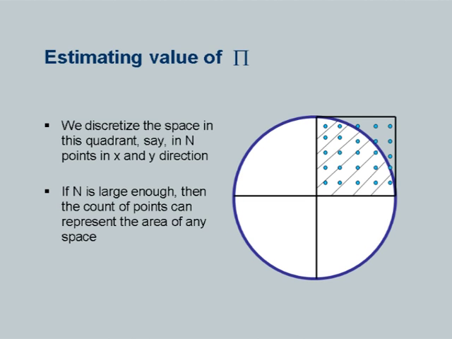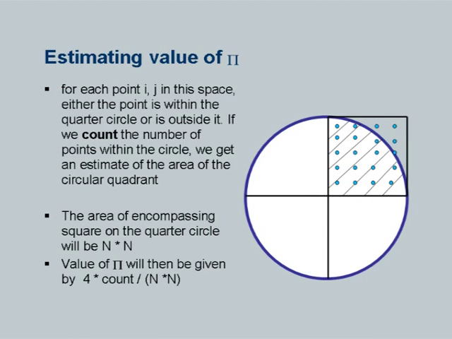How do we proceed with this kind of construction? Well, we look at this square again. In this square, every point has an I coordinate and a J coordinate. The I coordinate is the x-axis coordinate, the J coordinate is the y-axis coordinate. Now, for every point I comma J, we determine whether it is within the circle or outside the circle. Obviously I is limited to values between 1 and n, and J is also limited to values between 1 and n. Actually 0, 0 is also a point, I am just ignoring it for the time being.